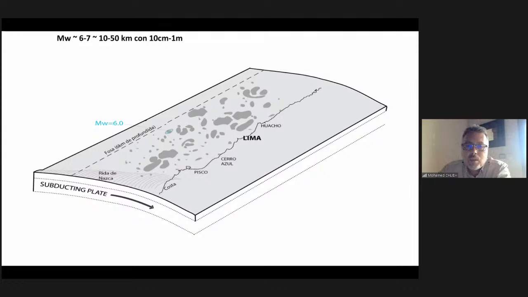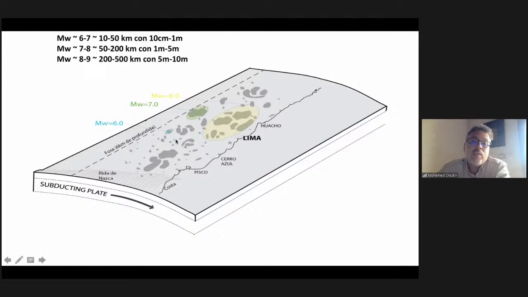This is just a simple schematic view of that. A magnitude 6 can break a very small asperity of that size, let's say. Magnitude 7 will break a much larger asperity with much more slip. If we consider magnitude 8, it can break a group of nearby asperities like this.